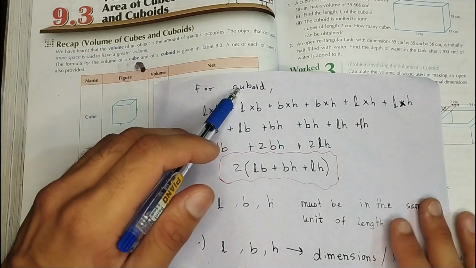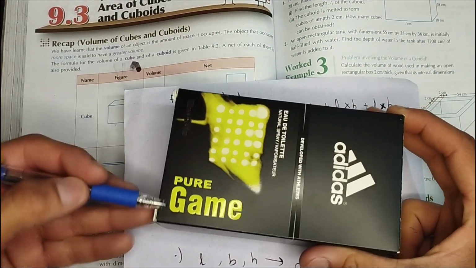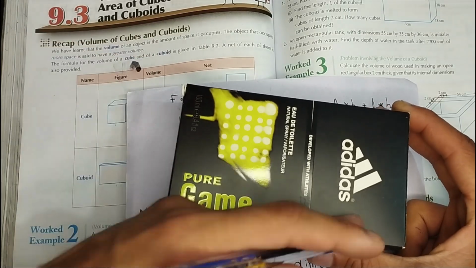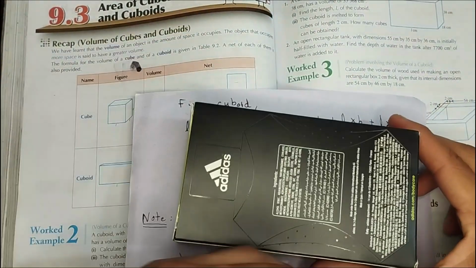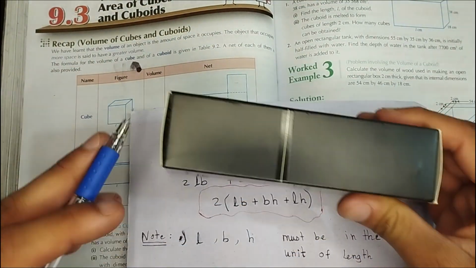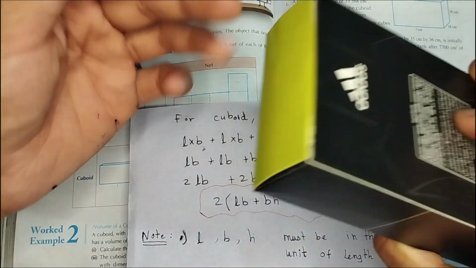Okay, what about a cuboid? A cuboid is a bit different. Take a look at this. Let's just say this is length, and this is breadth. Length multiplied by breadth. We write that down first, okay? Then we go to the bottom face. Again, length multiplied by breadth. We write that down, plus, then let's just say this one. This was our breadth, right? And this is our height.